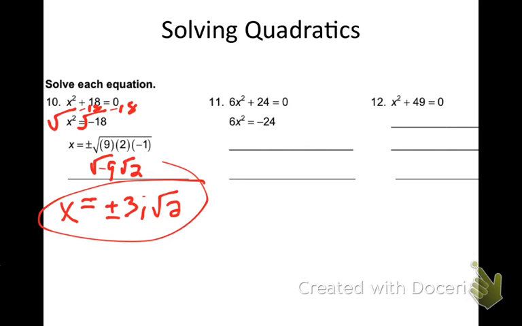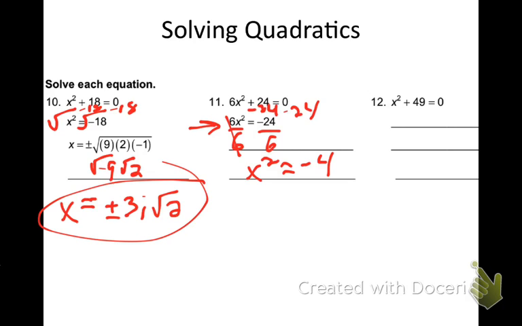Okay. Number 11. 6x squared plus 24 equals 0. What's the first thing they did on that problem? Shanka, what's the first thing they did? They subtracted 24. So I get 6x squared equals negative 24. What's the next thing I would want to do there, Jesse? Before I do that, I would want to divide by 6. Getting me x squared equals negative 24 divided by 6, which is negative 4.